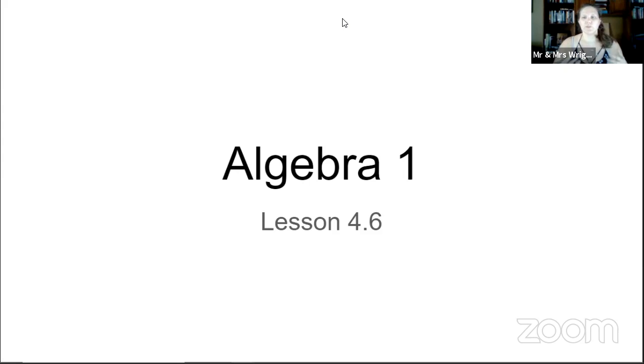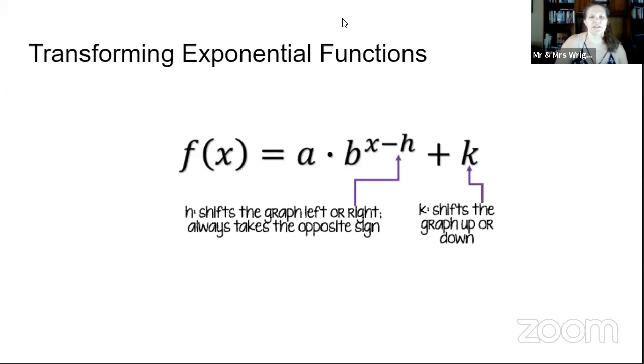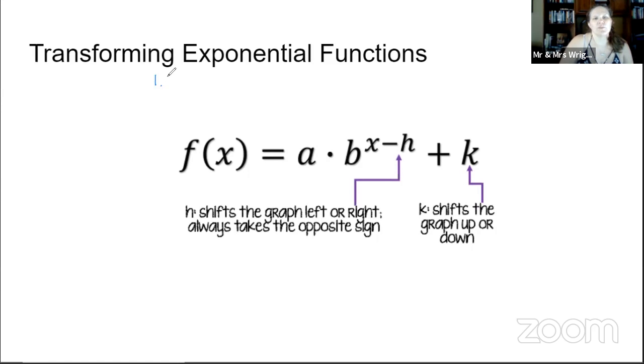And what we looked at was when we added a multiplier. With the multiplier at the beginning, this A right here was our multiplier. And with that multiplier, we found that there were three things that we could do. If it was a negative, so if A was less than 0, you would see a reflection. If A was greater than 1, you would see a vertical stretching.